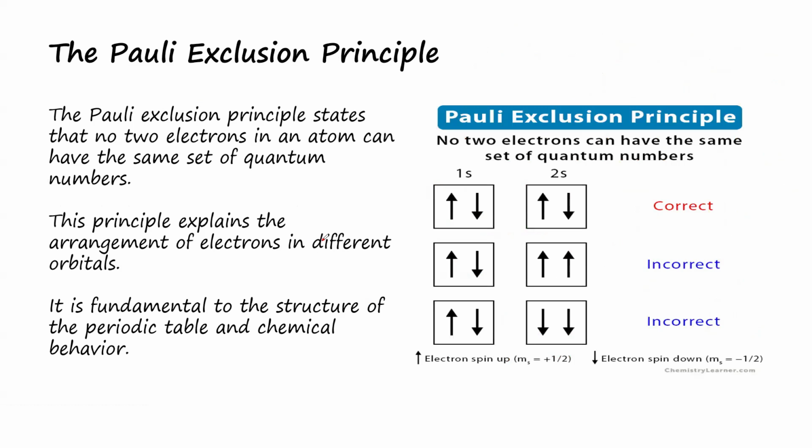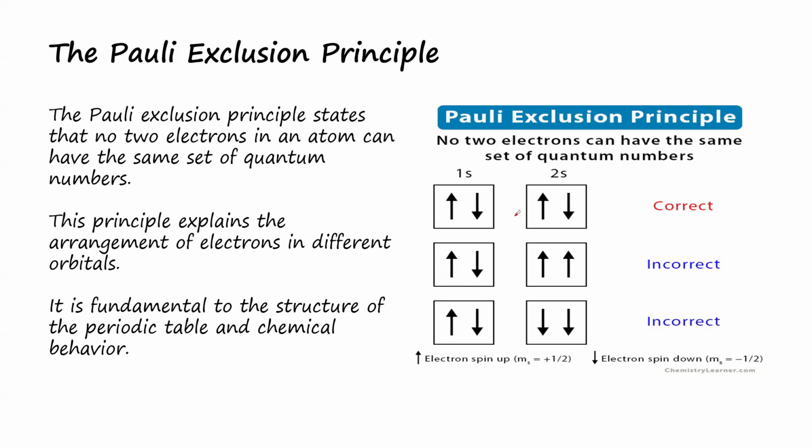So then what next? The Pauli exclusion principle. It is a principle that states that no 2 electrons in an atom can have the same set of quantum numbers. There is no way you can have 2 electrons in a single atom with the same values of all the 4 quantum numbers. At least they must have opposite spin. This principle explains the arrangement of electrons in different orbitals, and it is fundamental to the structure of the periodic table and chemical behavior.